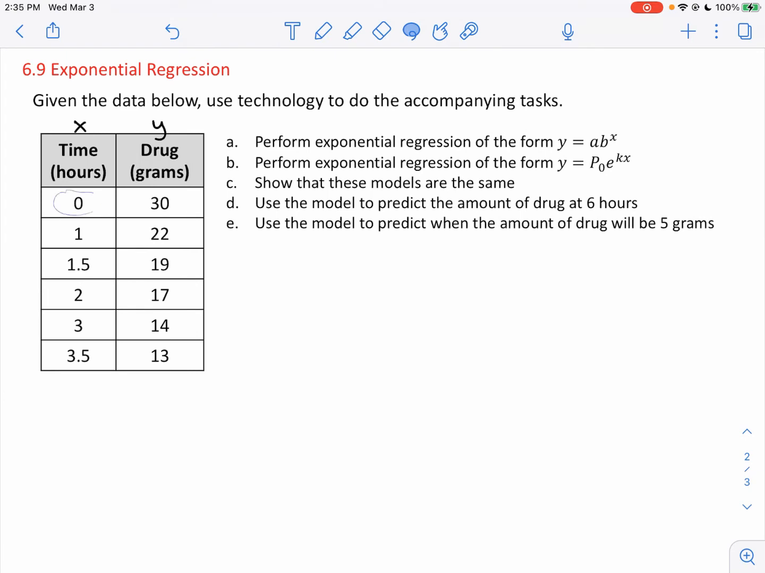It's been maybe injected at time 0, and then at different number of hours, we detected a decreasing amount of drug in the system. So it looks like an exponential decay model will be appropriate. Now that will automatically come out by giving us the correct B or K, whatever the case may be, when I do my regression models.